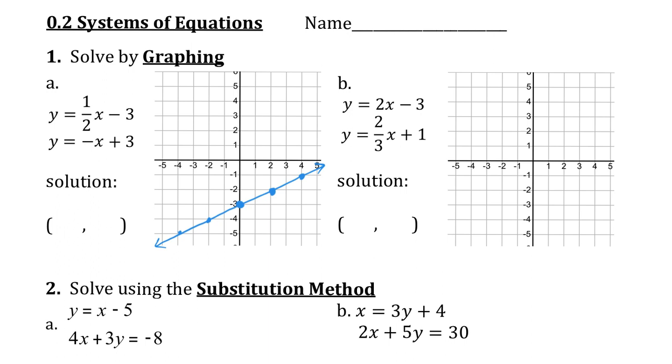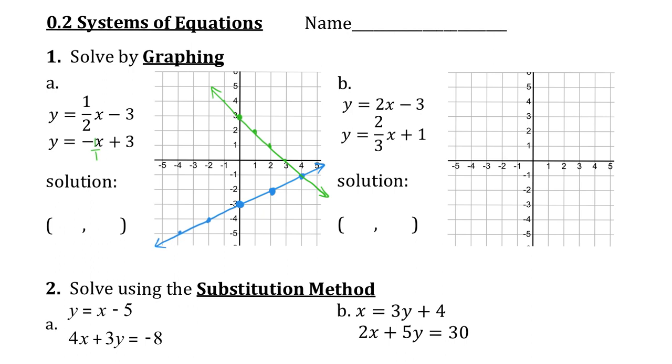Y equals -x plus 3. So the y-intercept is +3. My slope, -1/1. Okay, if you have a ruler, that's great. I do not. Okay, now the solution is the point that the two equations have in common.